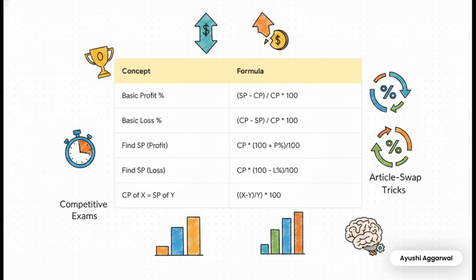And here it is, your master formula sheet. This is definitely a slide you'll want to take a screenshot of. We've compiled all the important formulas right here in one place for you. The basics for profit and loss percent, the direct formulas for finding SP, and even the formula for that article swap trick. It's absolutely perfect for your final revision.